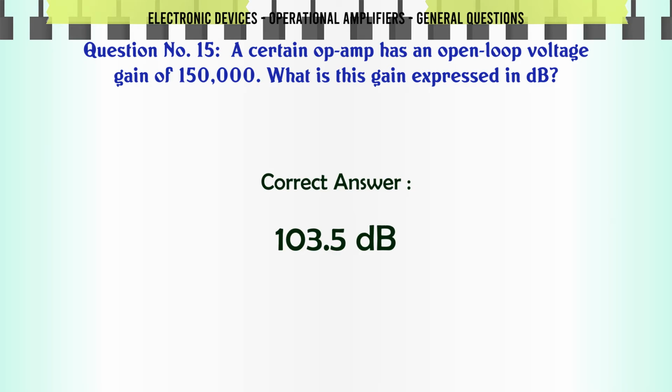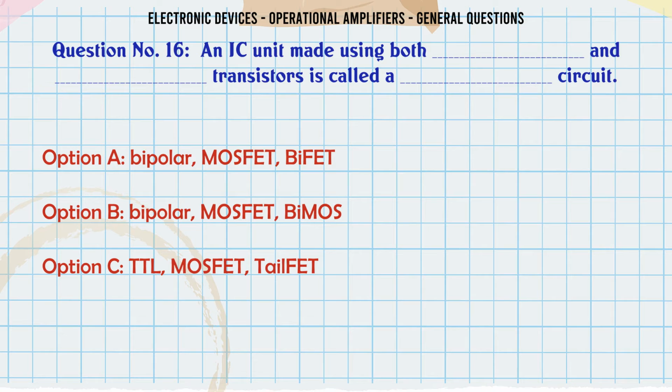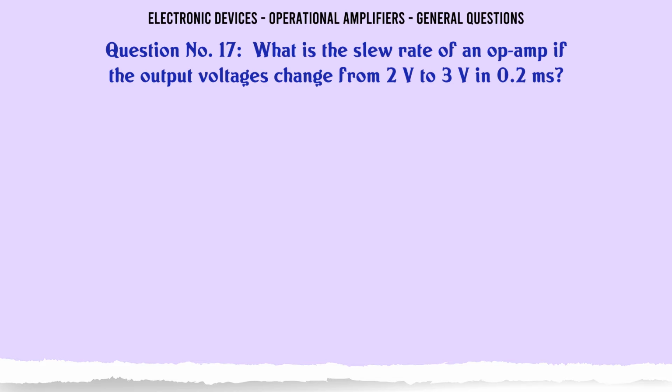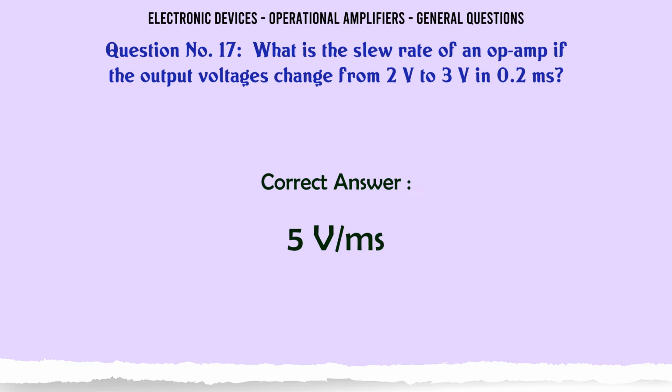An IC unit made using both bipolar and MOSFET transistors is called a circuit. A. Bipolar MOSFET by FET. B. Bipolar MOSFET by MOS. C. TTL MOSFET till FET. The correct answer is bipolar MOSFET by MOS. What is the slew rate of an op-amp if the output voltage changes from 2 V to 3 V in 0.2 ms? A. 5 V/ms. B. 3 V/ms. C. 2 V/ms. D. 1 V/ms. The correct answer is 5 V/ms.